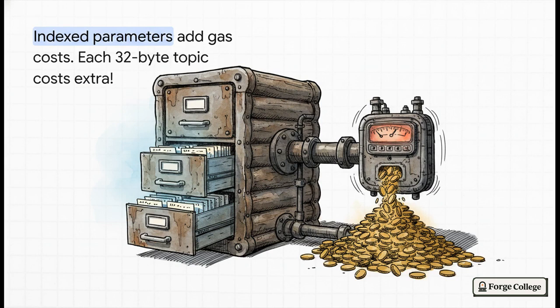Now, before you run off and replace literally all your storage variables with events to save a quick buck, hold your horses. Beware, adding the indexed keyword to your event parameters is going to run up your bill. Each indexed 32-byte topic requires its own separate storage inside the log structure, and you better believe the EVM charges extra for every single one of them. So even with events, you still have to be pretty strategic.